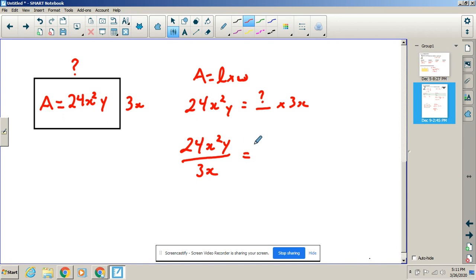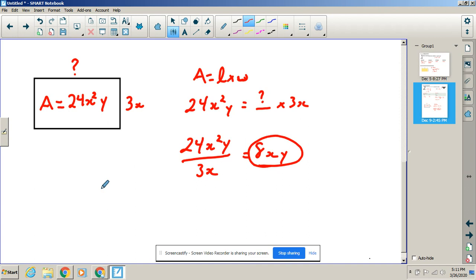So 24 divided by 3 is 8. X squared divided by x is x. And I have a y that's not getting divided by anything, so it stays in. So my missing dimension, or my length in this case, is 8xy.